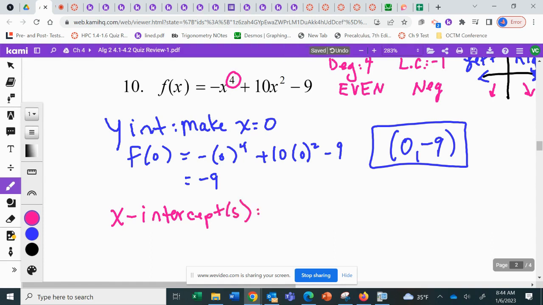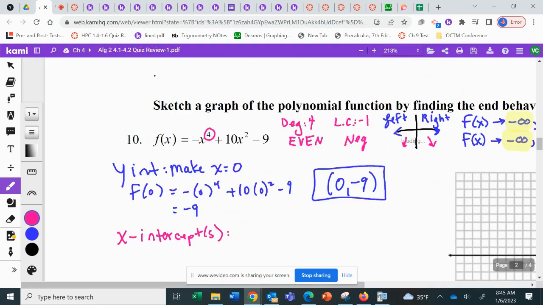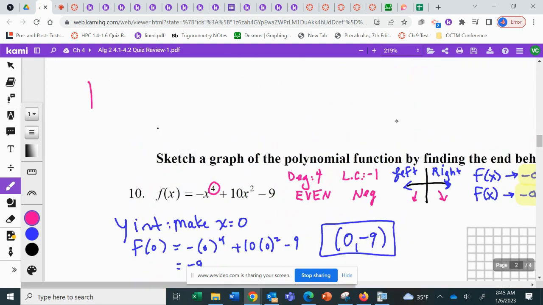Does anybody have an idea of the highest number of x-intercepts there could possibly be for this equation? I'm sure I've said it, but we haven't been assessed on what I just asked. The highest number of x-intercepts, I'm just going to write it up here.